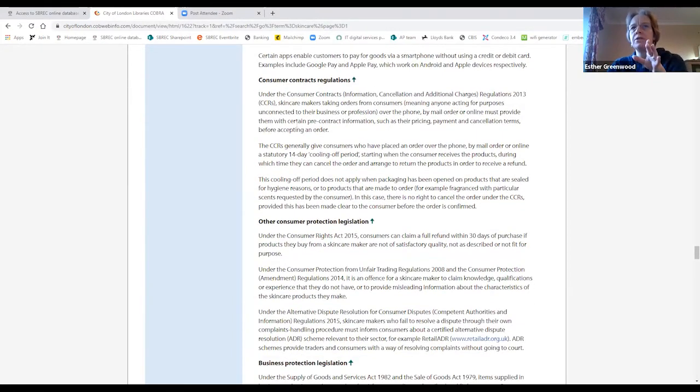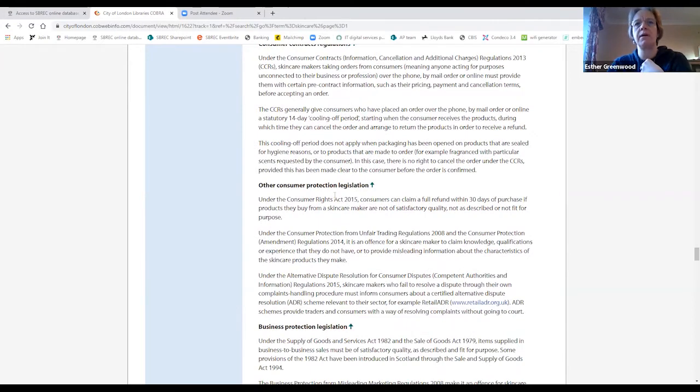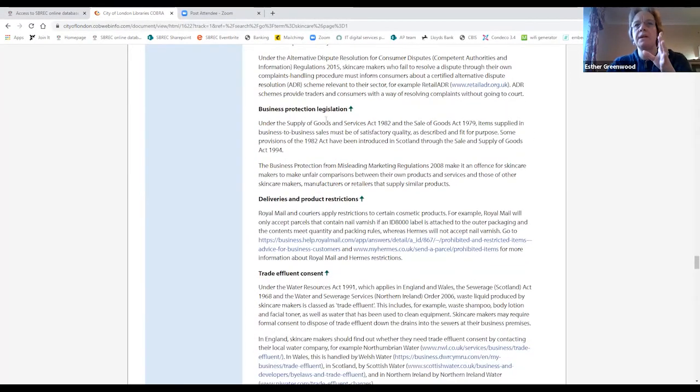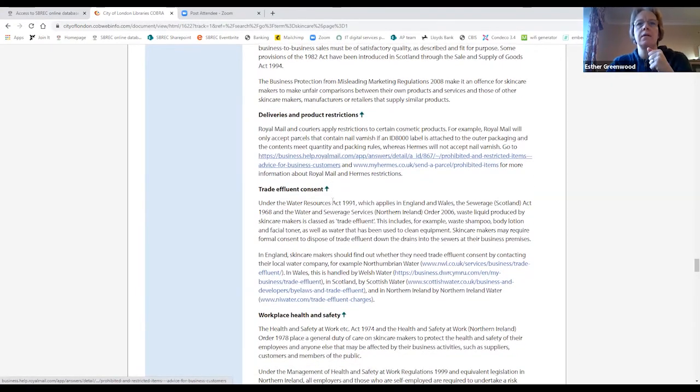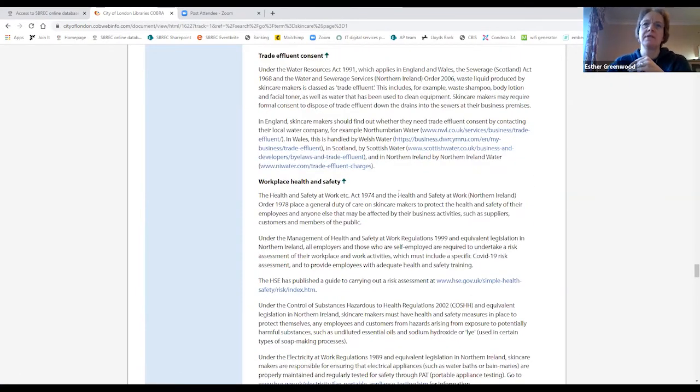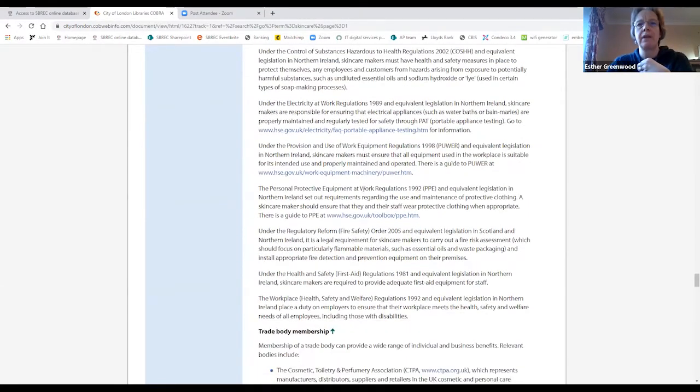There's some more consumer protection legislation that's listed that you would have to comply with. And other pieces of business legislation as well. And again, workplace health and safety. So all these pieces of legislation and the rules are listed here for you.